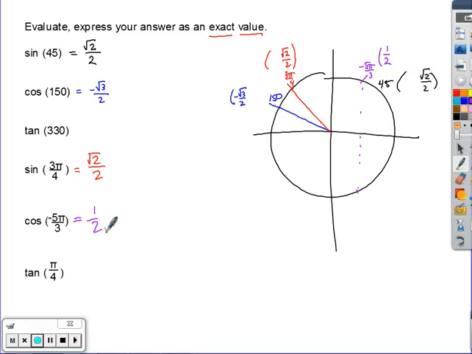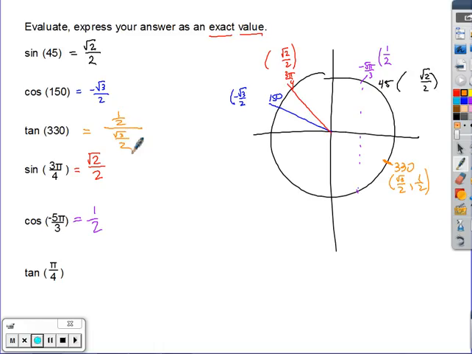All right, so let's take a look at these tangents that we've been avoiding. So we'll do tangent of 330 first, right here. Find 330. All right, 330 is right here. Now for tangent, I'm going to need both the x value, root 3 over 2, and the y value, 1/2, to do this. And tangent is defined as y divided by x. So it's going to be 1/2 divided by root 3 over 2.